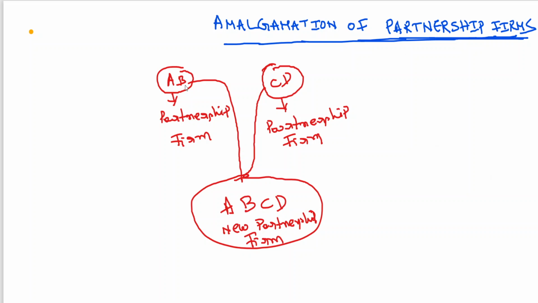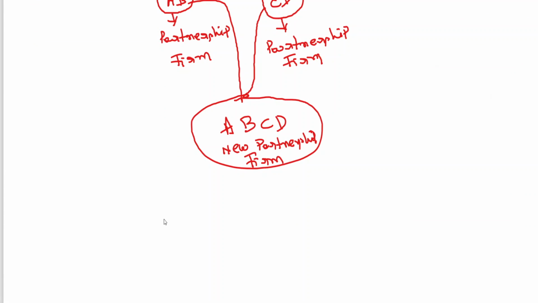The partners of the old firm will become the partners of the new firm. The business of the old firm will continue under a single name as before, though under a single name. So here A, B were partners, C, D were partners. Now they have become partners of the new firm. This is the meaning of amalgamation of partnership firms.